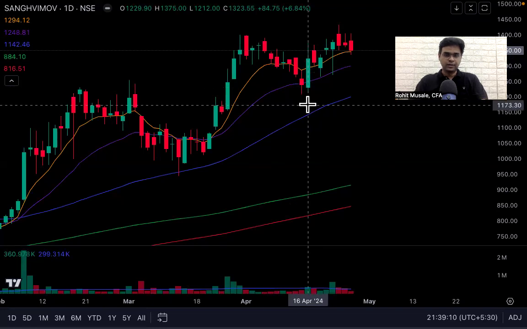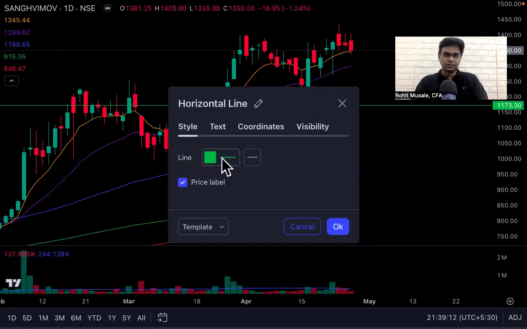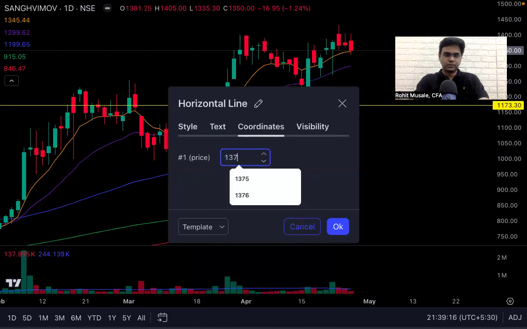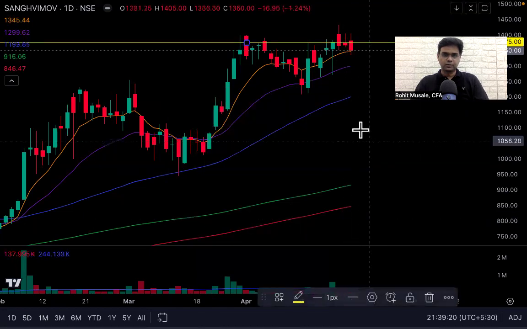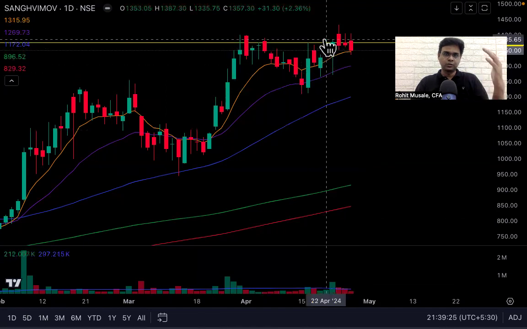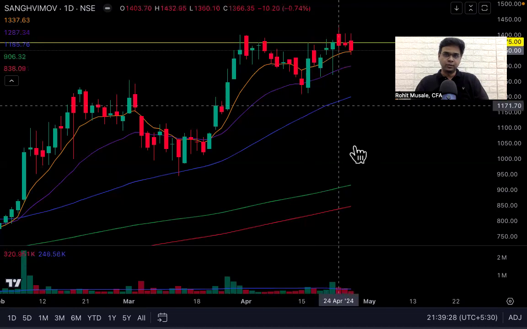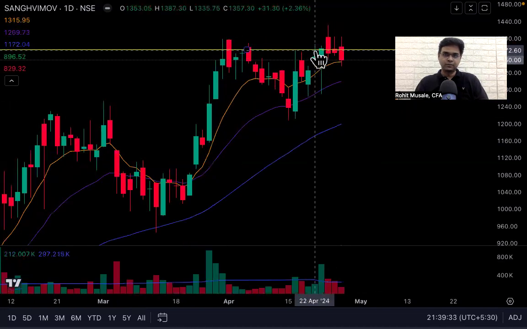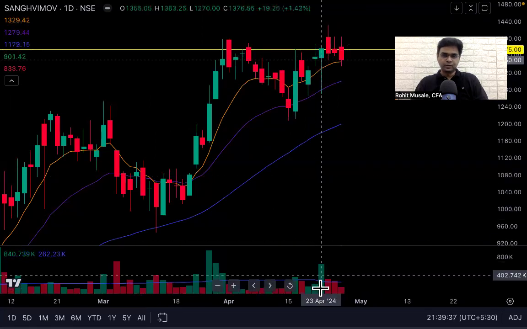So let me draw a line here. Let us give it yellow color and 1375. So that was my buying price. I was expecting the stock to break out on high volume at the yellow line so that I could buy on the yellow line. See what happened on that day. It touched the yellow line, came down, closed below the yellow line, and that too on low volume.